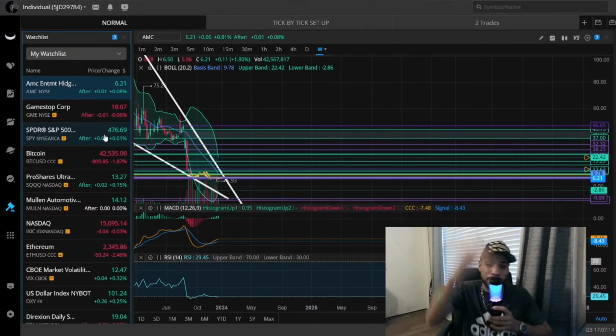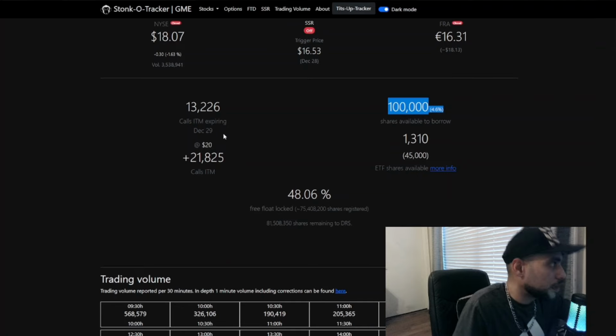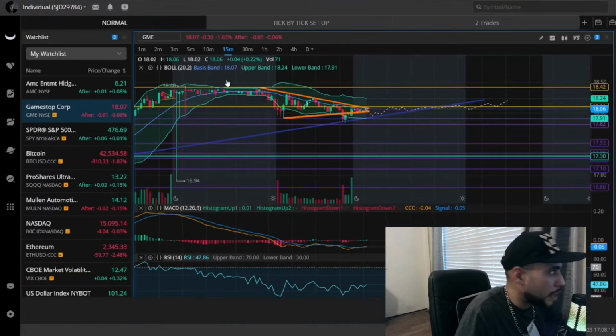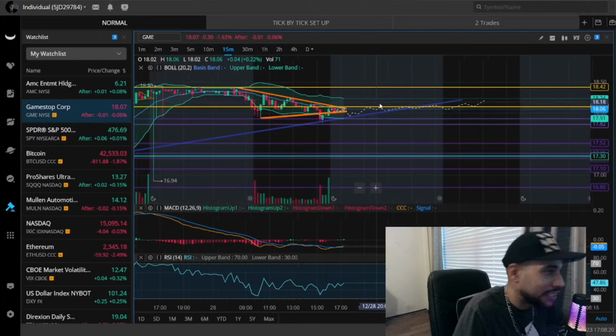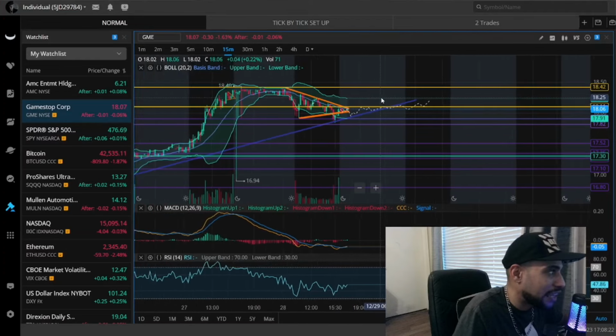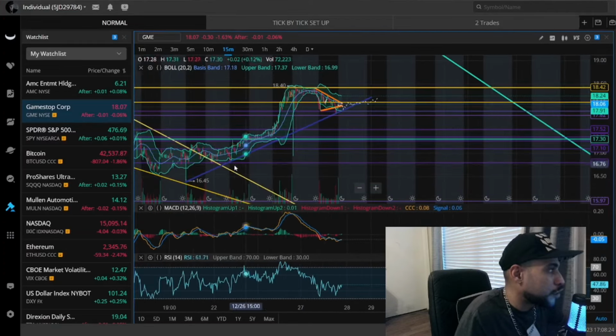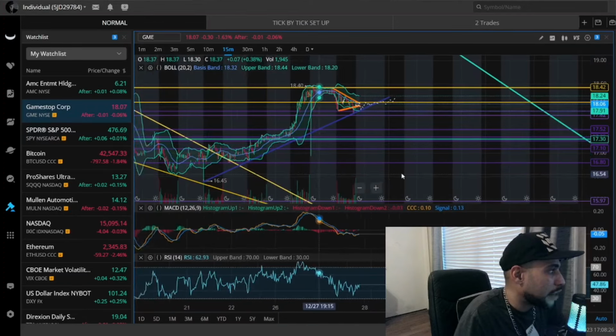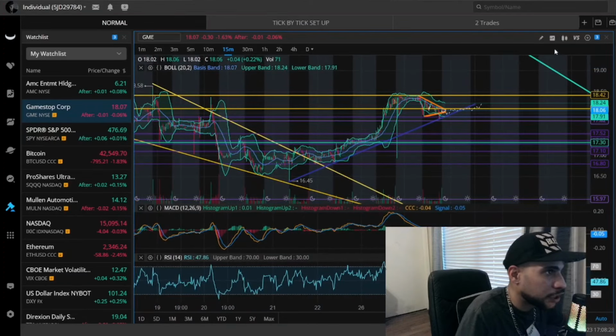So GameStop, their shares are getting very minuscule. They only have 100,000. There's a decent amount of calls expiring in the money at $20. If we can get to that level, I don't think we're going to be getting to that level this week. We have this overall uptrend after breaking out of this falling wedge that we tracked here on the channel.